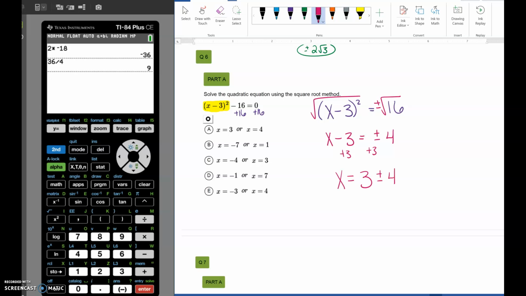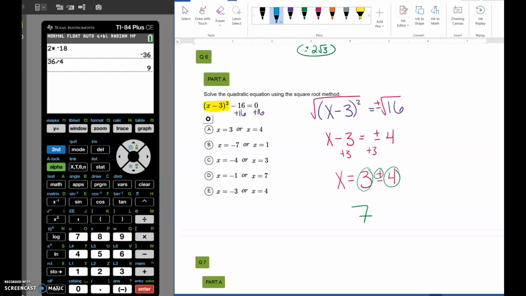Well, notice our answers don't look like that. These are both the same type of number, so you can combine these. Do the problem once using plus. 3 plus 4 is 7.